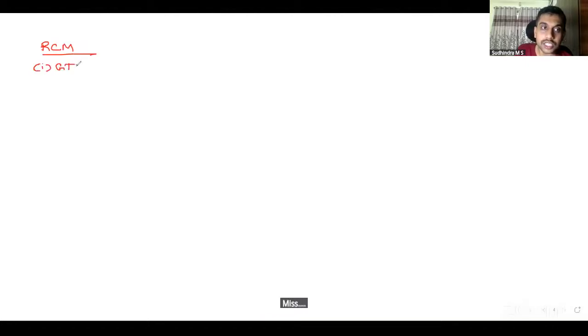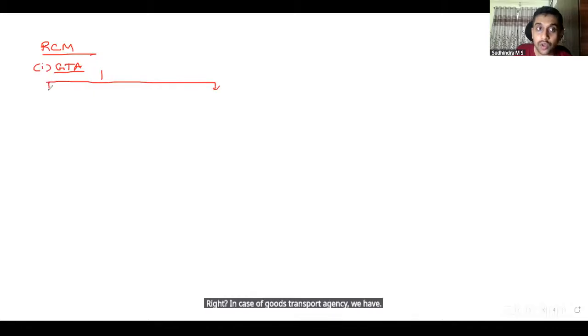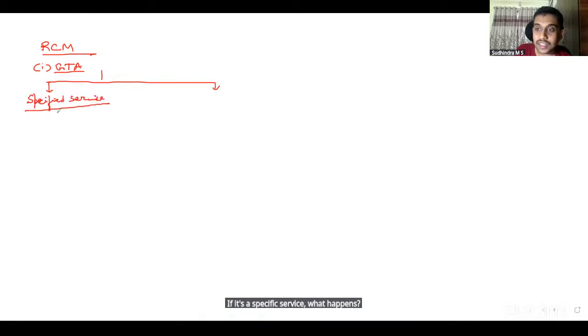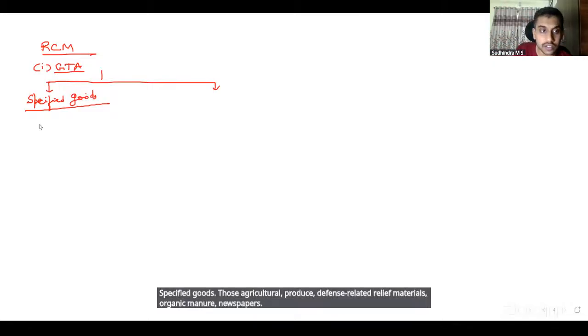Coming to RCM, the first one is GTA. In case of goods transport agency, we have to see whether it is a specified service or not. If it is, what happens? RCM. What is specified service, or rather specified goods, not specified service, sorry. Those are agricultural produce, defense related, relief materials, organic manure, newspapers. All those cases are exempt.